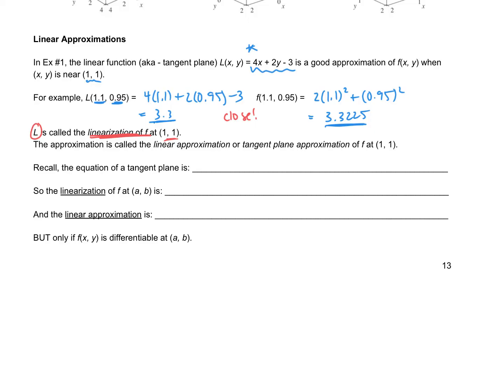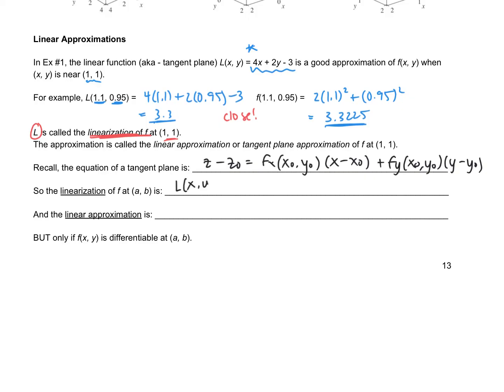So remember the equation of a tangent plane. So z minus z naught is equal to f of x at the point x naught, y naught, times x minus x naught, plus f of y at the point x naught, y naught, times y minus y naught. So that's the tangent plane, which tells us then the linearization, it's just rewriting the tangent plane.